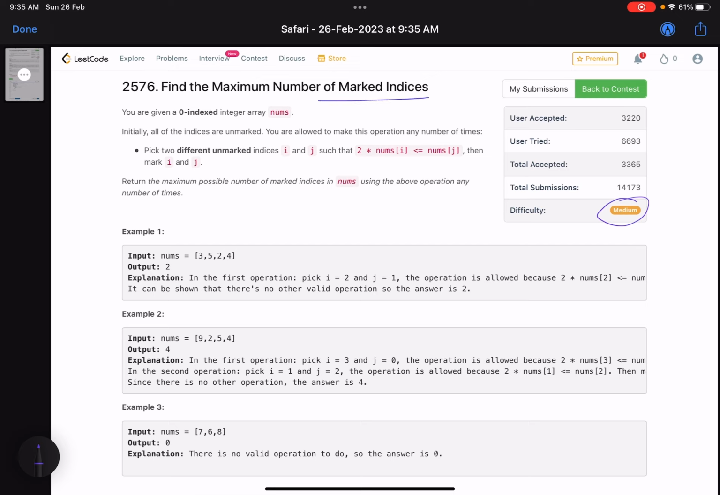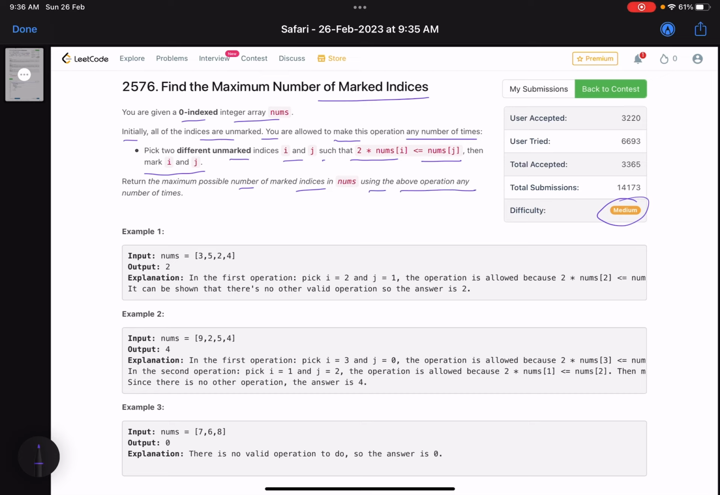You are given a zero indexed integer array nums. Initially all the indices are unmarked. You are allowed to make this operation any number of times. Which operation? Pick two different unmarked indices i and j such that 2 times nums of i is less than or equal to nums of j. Then mark i and j as visited. Return the maximum possible number of marked indices in nums using the above operation any number of times.